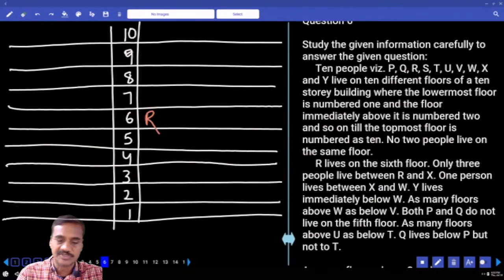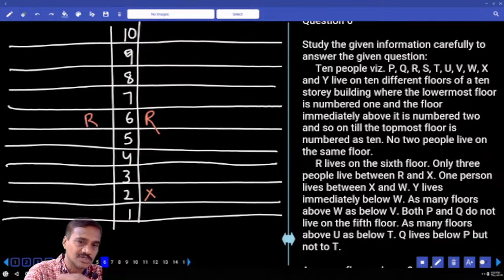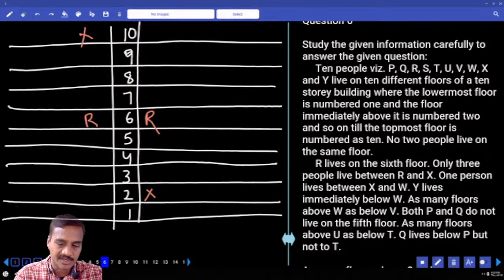And only 3 persons between R and X. How many possibilities we have? 2 possibilities. Now X can be below this R, or X can be above this R. Hence X can be either on the 10th floor or on the 2nd floor. And 1 person between X and W. Now in this case W is here, and in this case W is here.